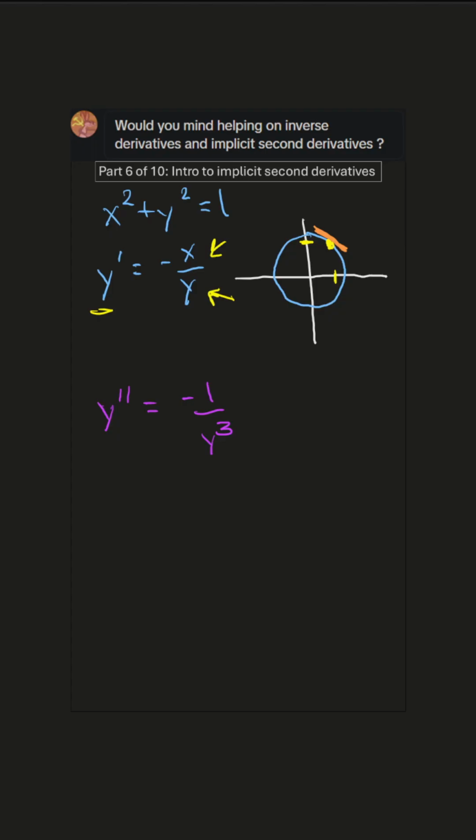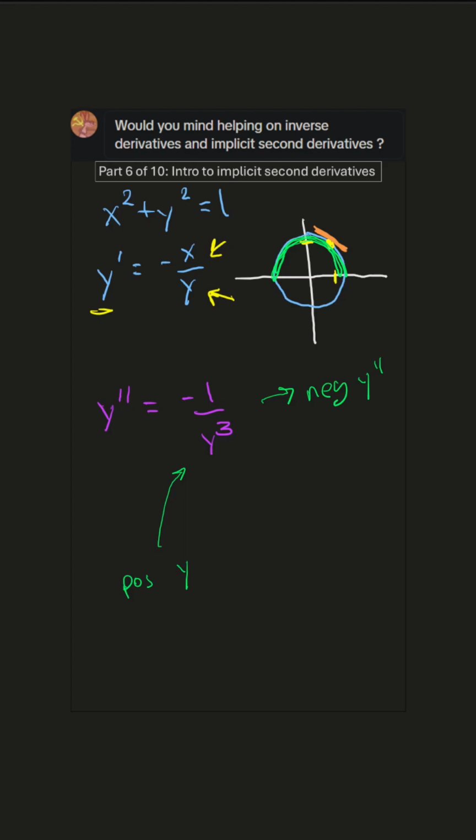Well, let's take a look at this. If we plug in a positive y value, well, where are the positive y values? They're all up here on the top half of that circle, because the bottom half is below the x-axis. If we put in a positive y, what do we get out? We get out a negative y double prime, because it'll be negative 1 over a positive number.